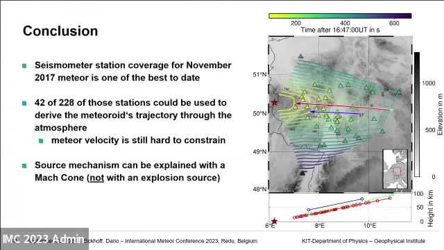To conclude, I was really fast somehow. Our seismometer station coverage of the November 2017 meteor is one of the best to date for seismic stations. For now, we can only use 42 of 228 stations, which we are going to improve, and Jan-Phillip will tell you a little bit more about that. And we can say safely that the source mechanism was a Mach cone and not an explosion or fragmentation event in the atmosphere, which is really nice and also really peculiar because it was kind of a big meteor.